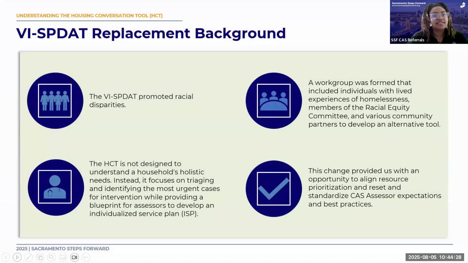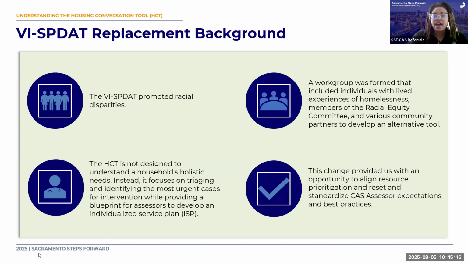As Jody had mentioned previously, the housing conversation tool is what we have replaced the VI SPDAT with. There were a few issues that came across the board. One of the main ones was that the VI SPDAT promoted racial disparities within our system, and thinking a lot about equity, we definitely wanted to rethink that. The HCT is not designed to understand a household's holistic needs, in terms of healthcare or ADA compliance. Instead it focuses on triaging and identifying the most urgent cases for intervention, while providing a blueprint for assessors to develop an individualized service plan.